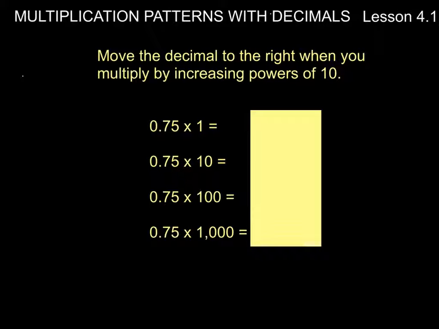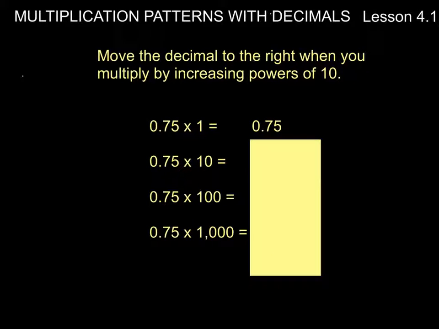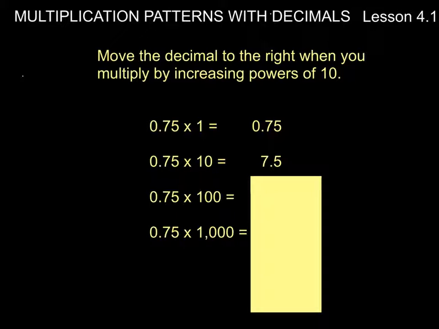All we need to do to solve this is move the decimal to the right when we multiply by each increasing power of 10. First, we will use the identity property. When we multiply 75 hundredths by 1, we get 75 hundredths. When we multiply 75 hundredths by 10, we move the decimal to the right one place and get 7.5.